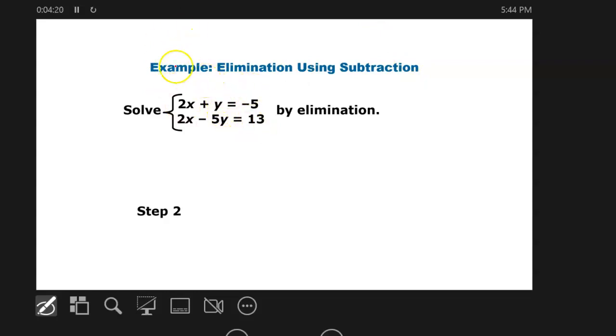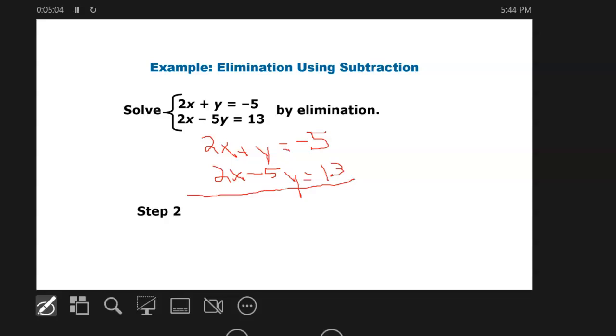All right, let's look at this one. This example is doing elimination using subtraction. When we look at the two original equations, we have 2x plus y is equal to negative 5, and the second equation is 2x minus 5y is equal to 13. Okay, we can see from this that we are not going to be able to add the two equations together to eliminate anything. Positive 2 and positive 2, if I added, would give me 4x.